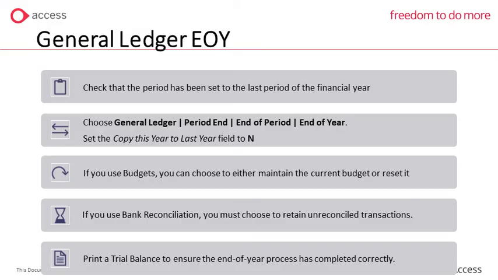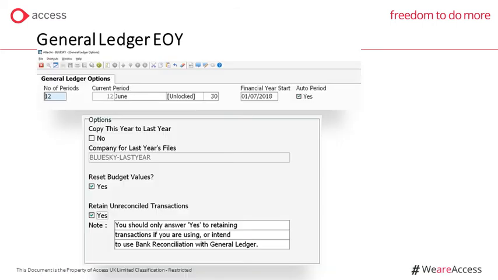For General Ledger end of year, check that the period has been set to the last period of the financial year. Choose General Ledger, Period End, End of Period, End of Year. Set the Copy this year to last year field to No.